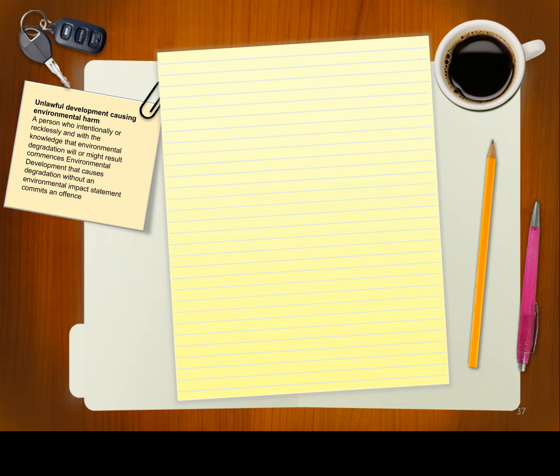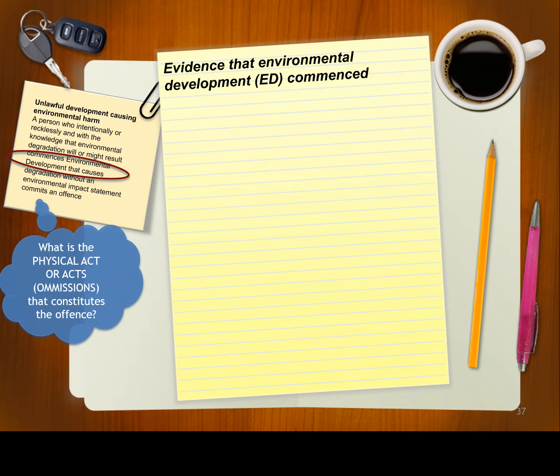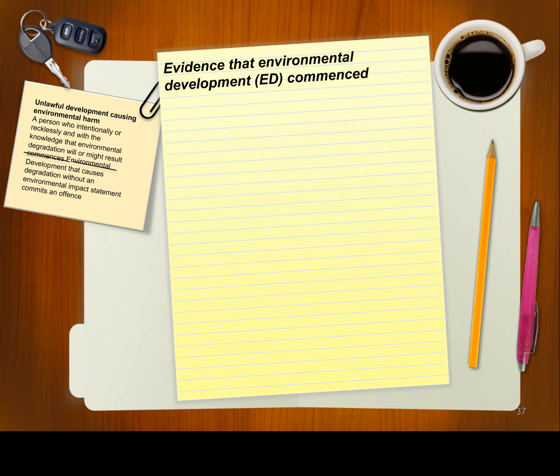Now the elements should be a succinct, simple statement relating to the element. So the first thing we talk about is looking at what is the key physical act that we need to prove. Now this is the same section we talked about earlier. So we said the key physical act that we need to prove is that environmental development commenced. We write that down, so evidence that environmental development commenced. And then we cross that out.